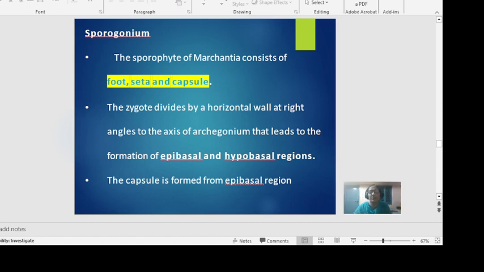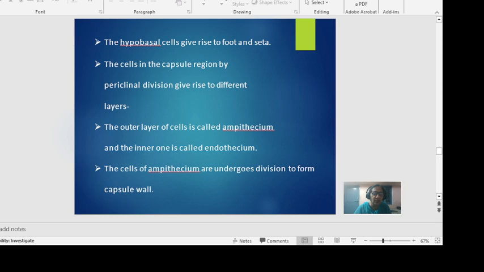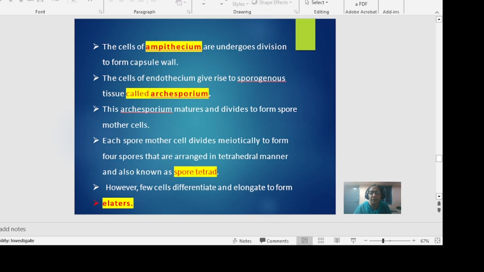The sporophyte of Marchantia consists of foot, seta, and capsule. The zygote divides by a horizontal wall at right angles to the axis and leads to the formation of an epibasal and hypobasal region. The capsule is formed from the epibasal region. The hypobasal cell gives the foot and seta. The cells in the capsule by periclinal division give rise to different layers of the capsule. The outer is known as the amphithecium, the inner is known as the endothecium. The cells of the amphithecium undergo divisions to form the capsule wall.